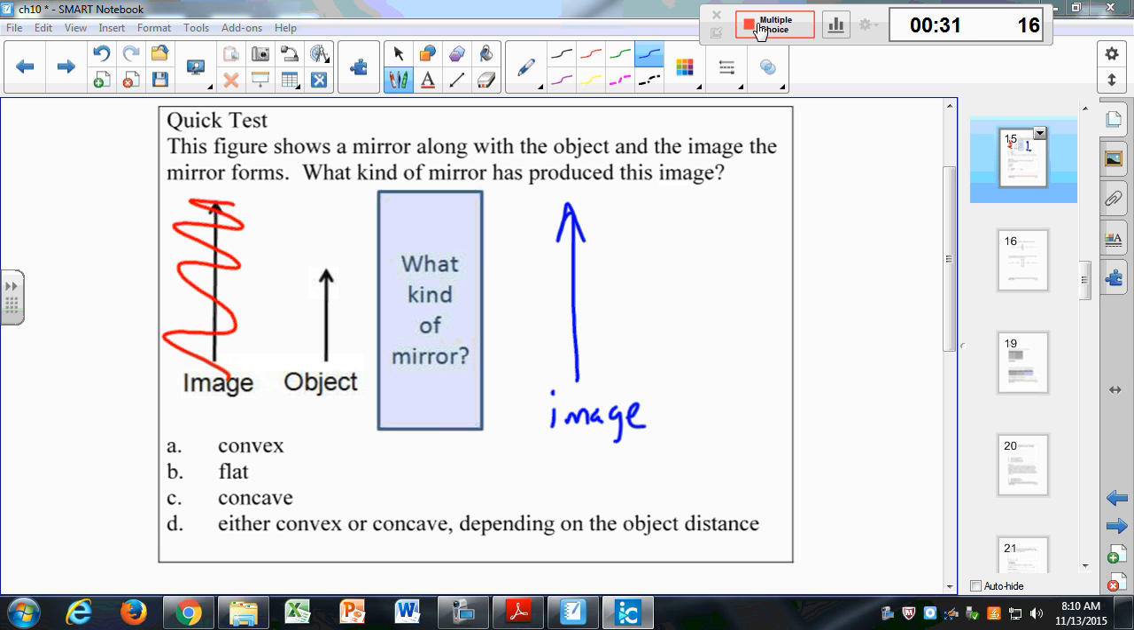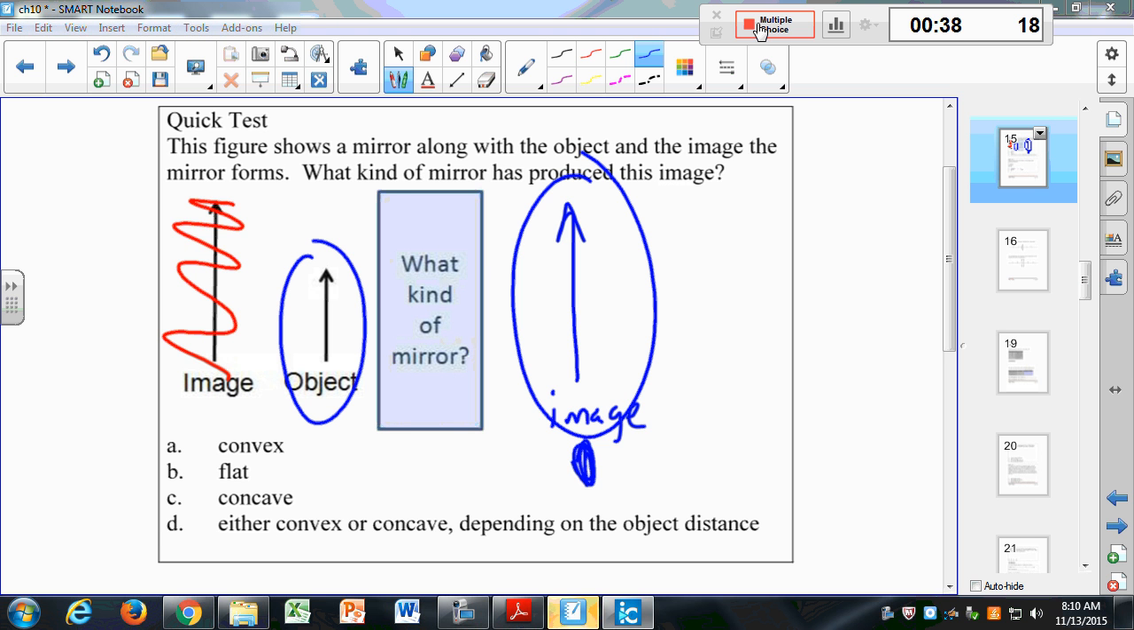The image, this is the image right here. This is the image. This is the object. And what kind of mirror produced that? All right, I'll stop at 50 seconds.